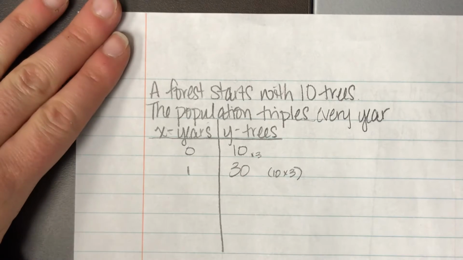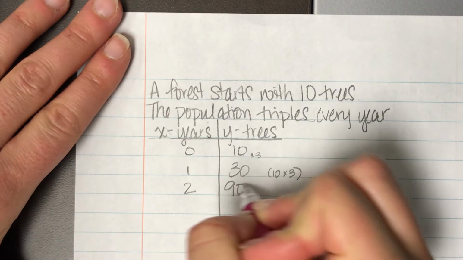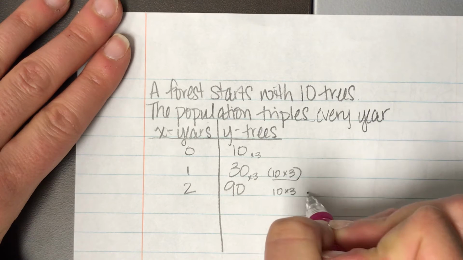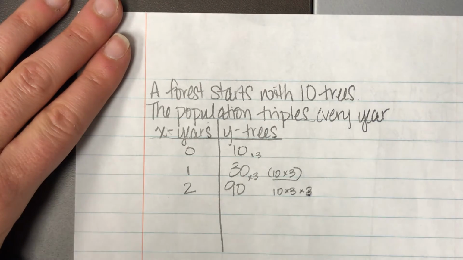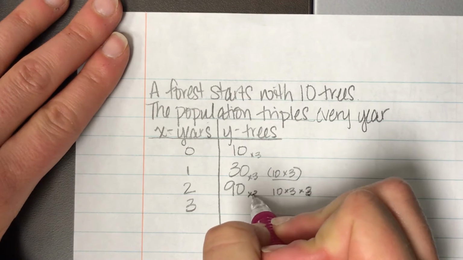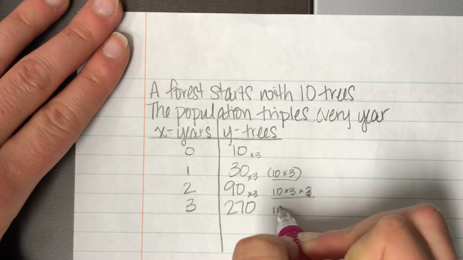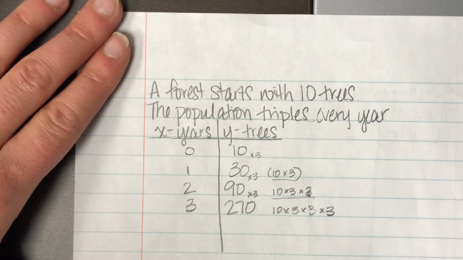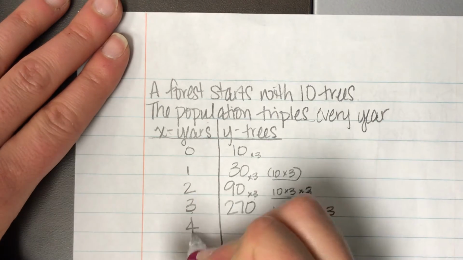Then to get the next one down the line, it would triple again. So after year 2, we would have 90 trees. I tripled it. I took what I had, that 10 times 3, and I multiplied that times 3 again. So I've multiplied by a couple different 3s. In year number 3, I would triple that population again to get 270. So I take what I had, 10 times 3, and multiply by 3 again, and now I've tripled it 3 times. So in year number 3, I have tripled 3 times, and then you just continue on that path.